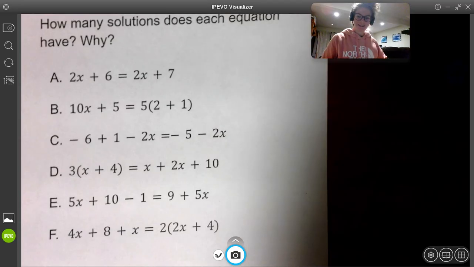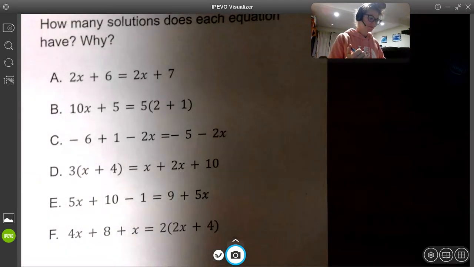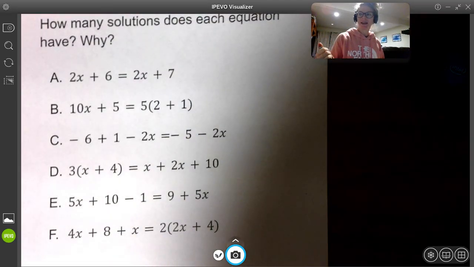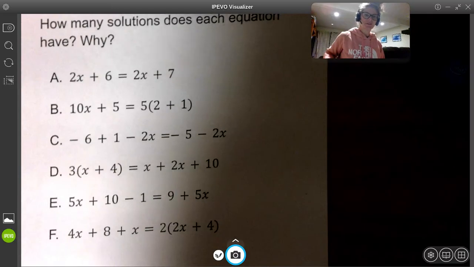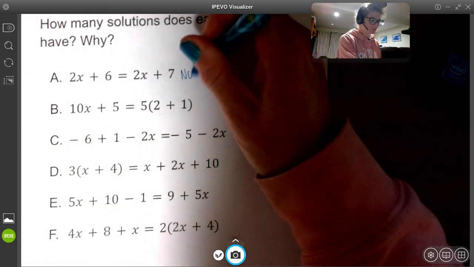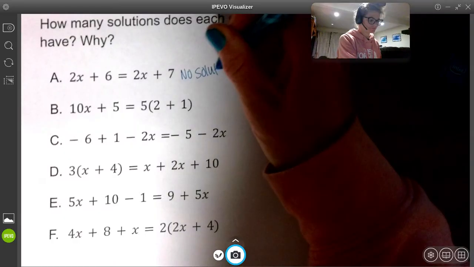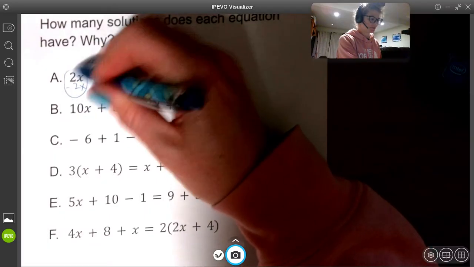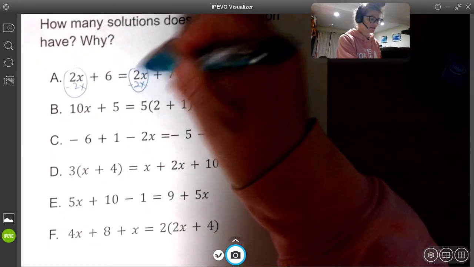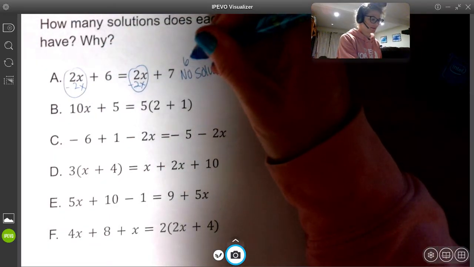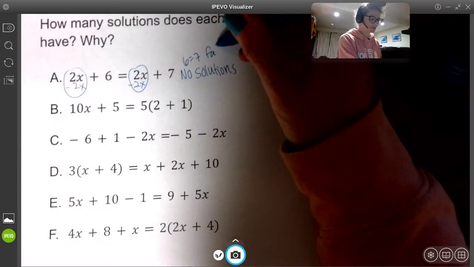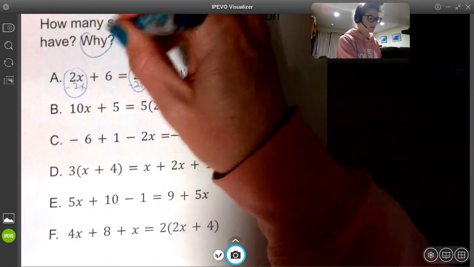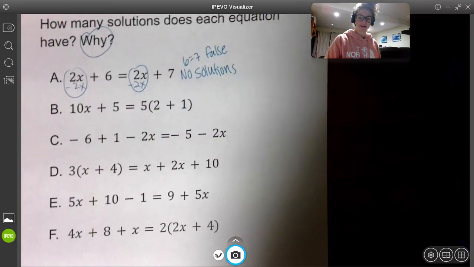Awesome. Okay, mini mathematicians, let's go over these. This first one, A, how many solutions are there? That's right, there are no solutions, because if we subtracted 2x from both sides, we'll end up with 6 equals 7, which is a false statement. Remember, we always want to be thinking about the y here.